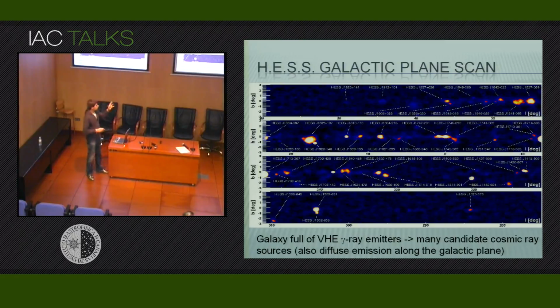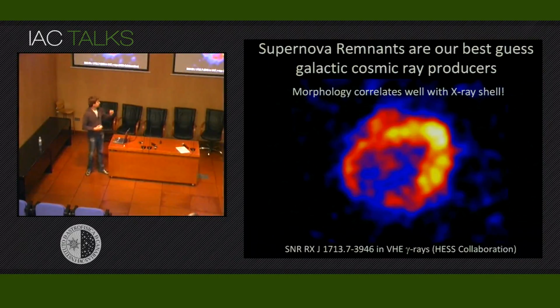And what is interesting is that it correlates absolutely perfectly with the X-ray shell, if you correct for the different resolutions of the experiments. This hints that it has the same particle population, and in this case it's probably electrons that produce synchrotron, which you see in the X-rays, and then, again with inverse Compton, the gamma rays that you see in H.E.S.S.